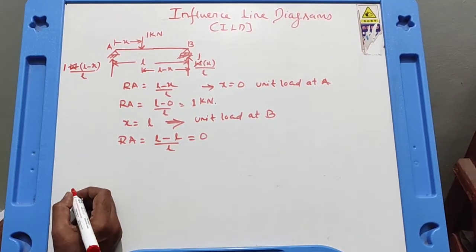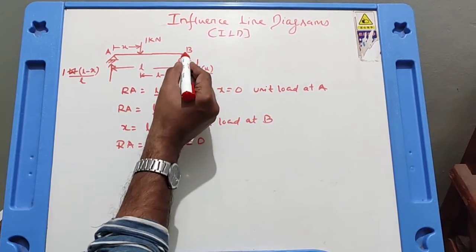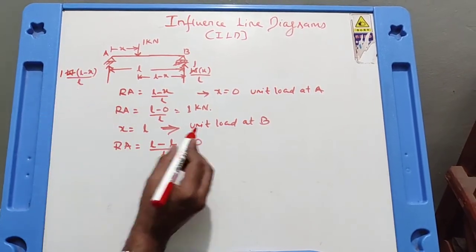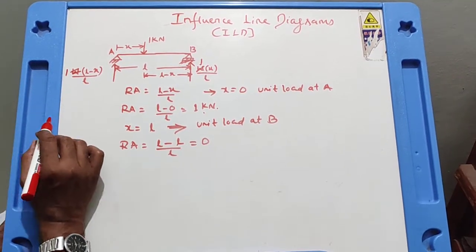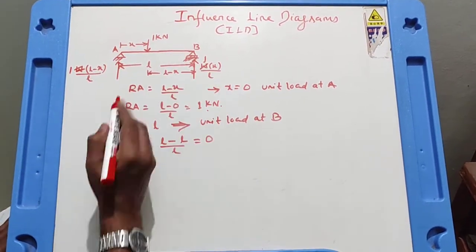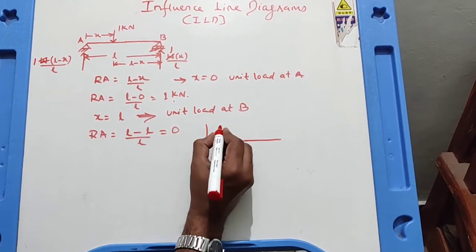So you can understand that reaction, it becomes 0 when the unit load is at B, and reaction, it becomes equal to 1 kilonewton when the unit load is at A. That means it varies from 1 kilonewton to 0 kilonewton. So if you plot, you will get a diagram like this.